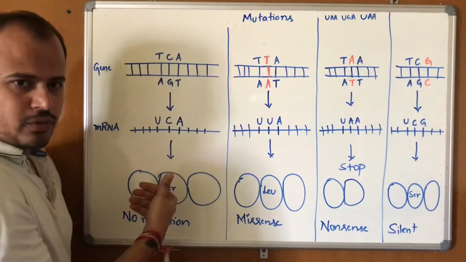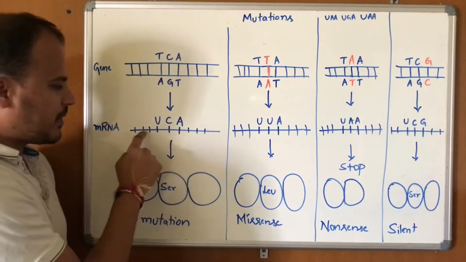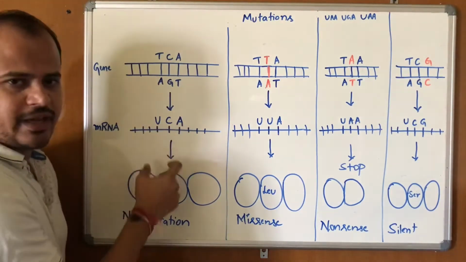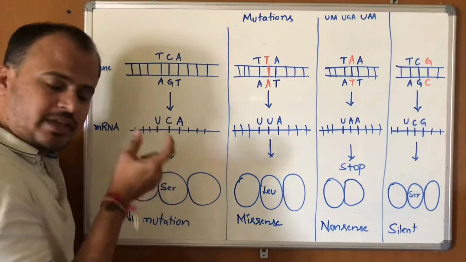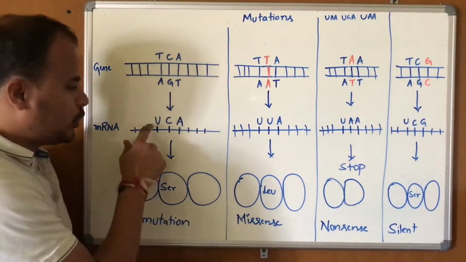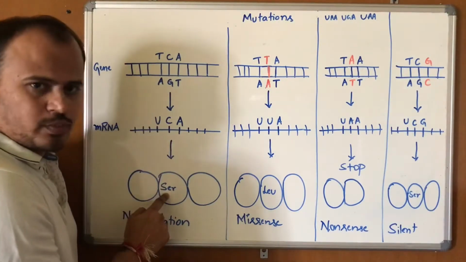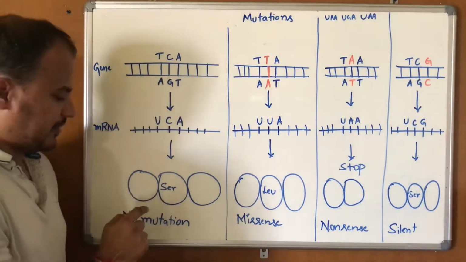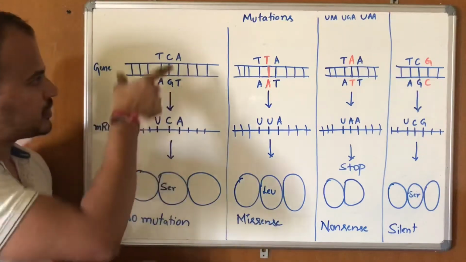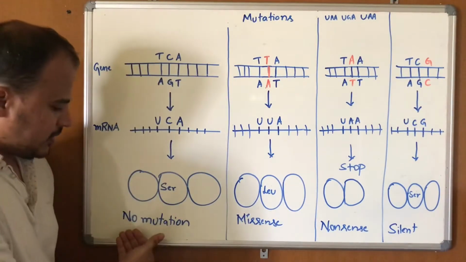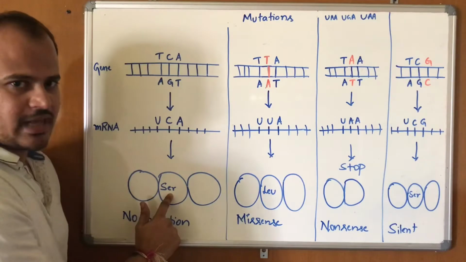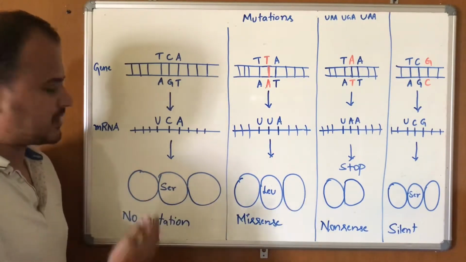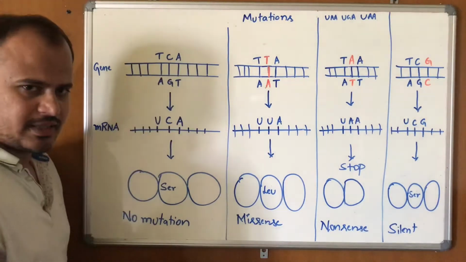So when it undergoes transcription, it produces mRNA, and correspondingly AGT gives rise to UCA, codon UCA. As per the genetic code, UCA gives serine during protein synthesis. So if there is no mutation in this DNA segment, the protein has the serine amino acid in this particular position. Before and after there will be several amino acids depending on the DNA sequence.